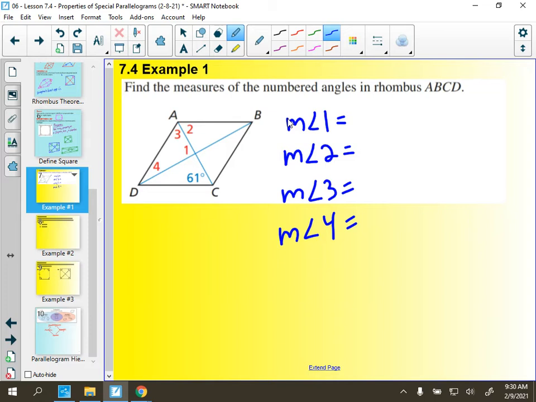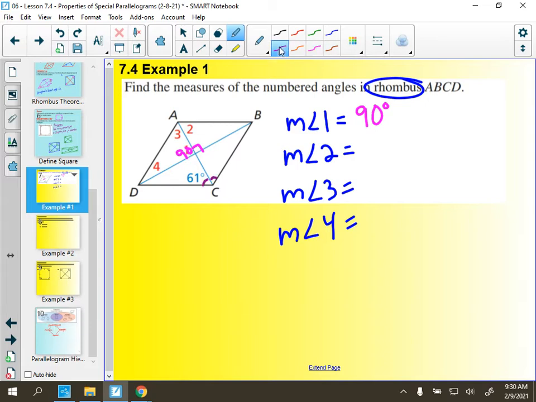As soon as I see rhombus, I think, what do I know about those diagonals? They're perpendicular. That was one of the properties we just mentioned. So angle 1 has to have a measure of 90 degrees. On my picture, I put a little 90 there. What else do I know about a rhombus? All four sides are congruent. It doesn't really help me here because we're not talking about side length. It's all angle measures. The second property about its diagonals was that they are angle bisectors.